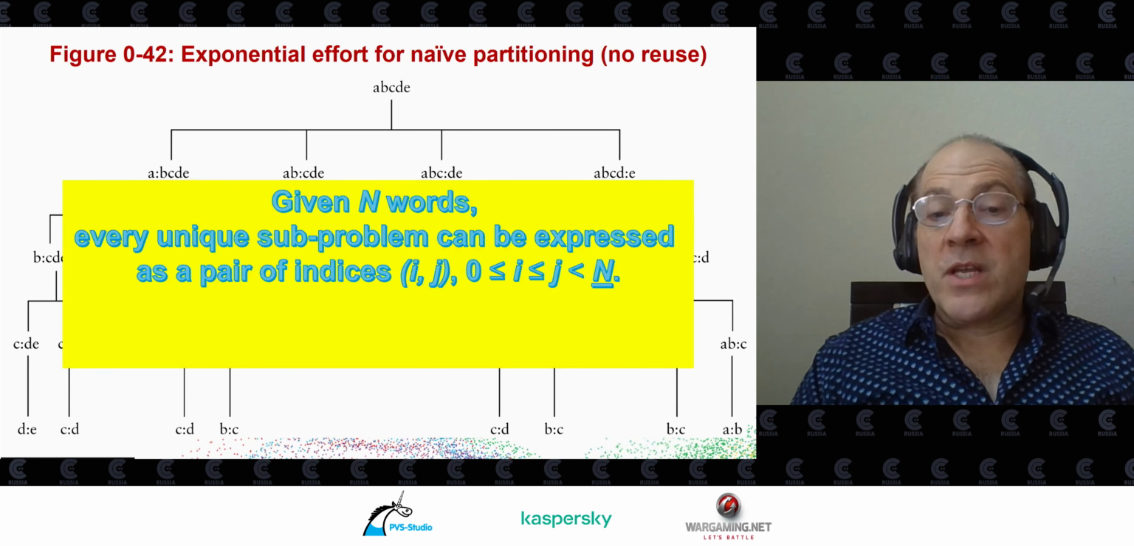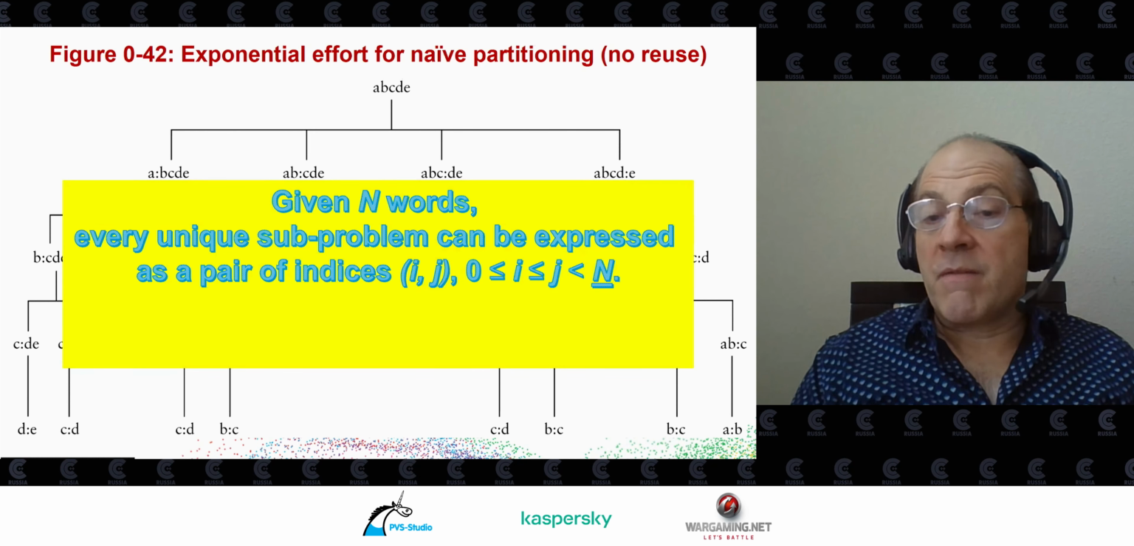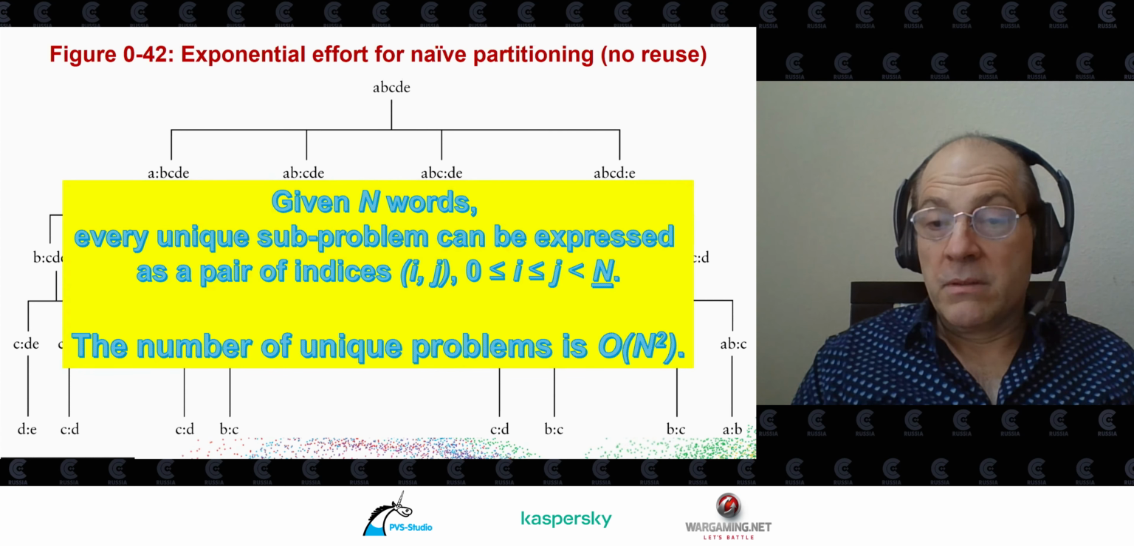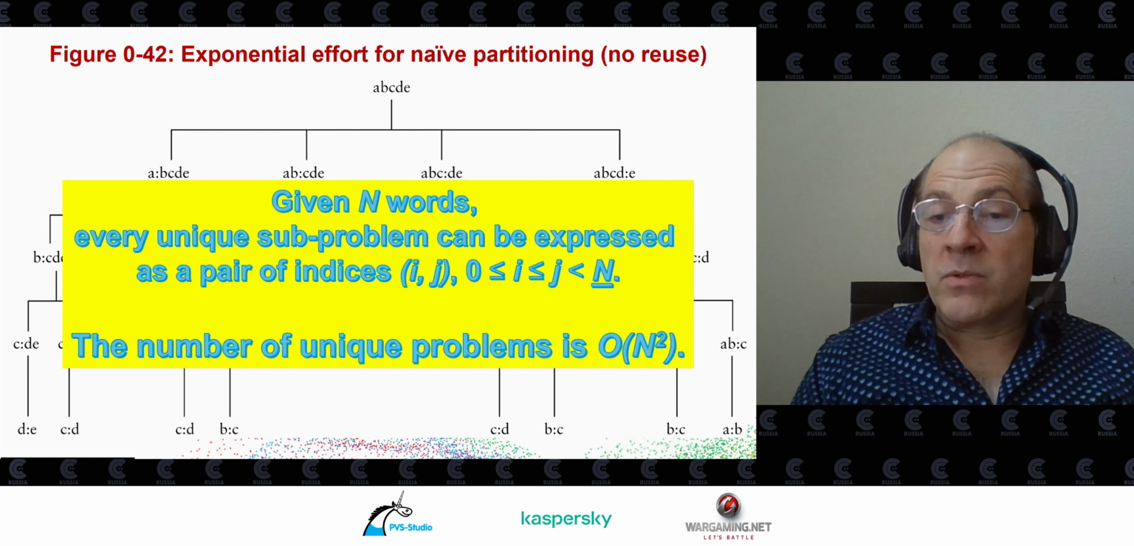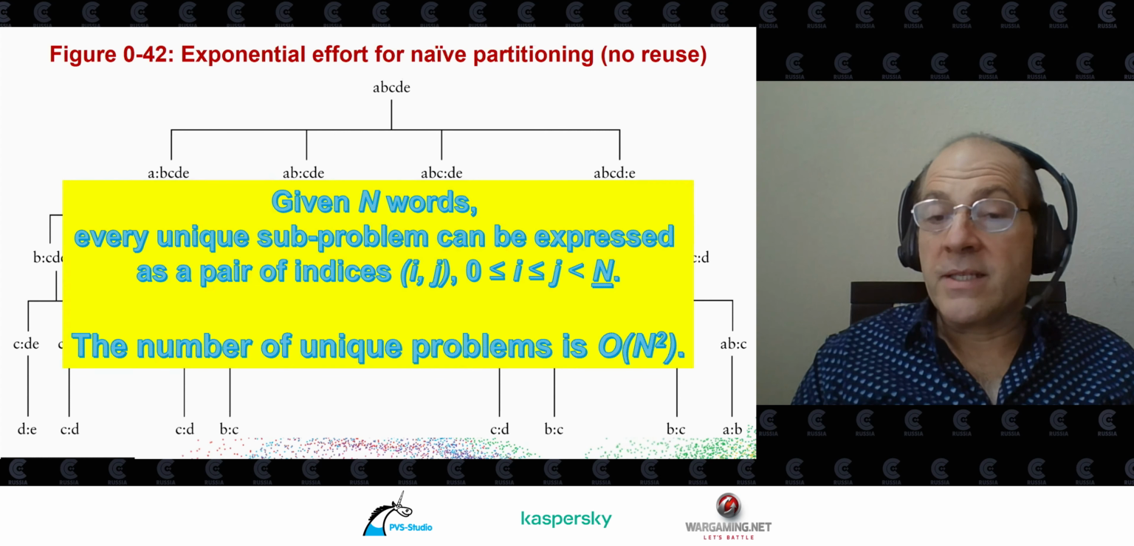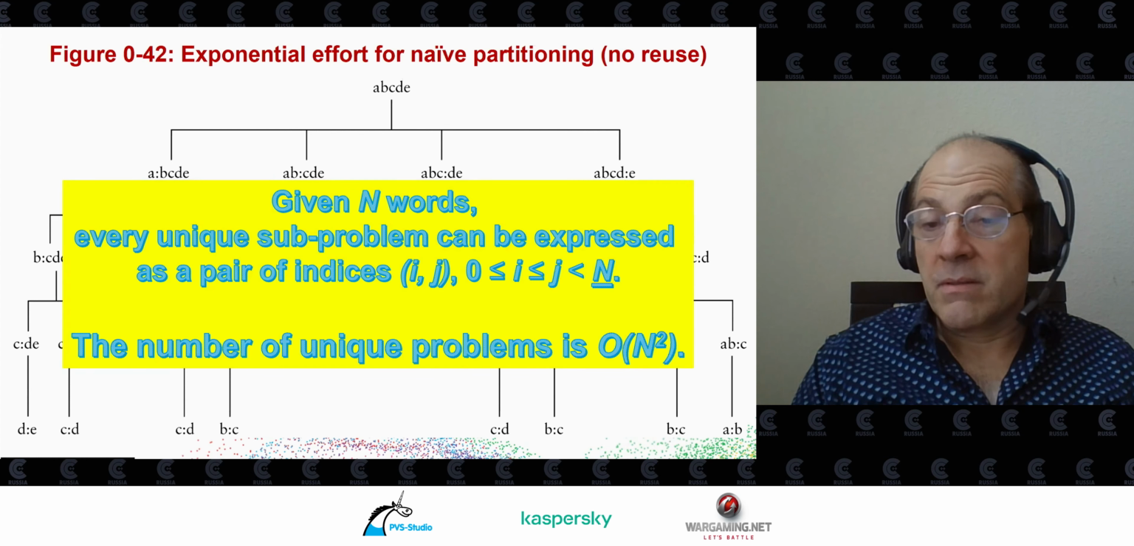Think about this. Given n words, every unique subproblem can be expressed as a pair of indices i, j, where 0 ≤ i < j < n. Think about that. Every subproblem can be expressed as an (i, j) pair where both i and j are less than n. That means the number of unique problems is order n squared, not exponential. If there are only an n squared number of problems, why is it taking me exponential time to solve it? Why does it take so long to write large systems?